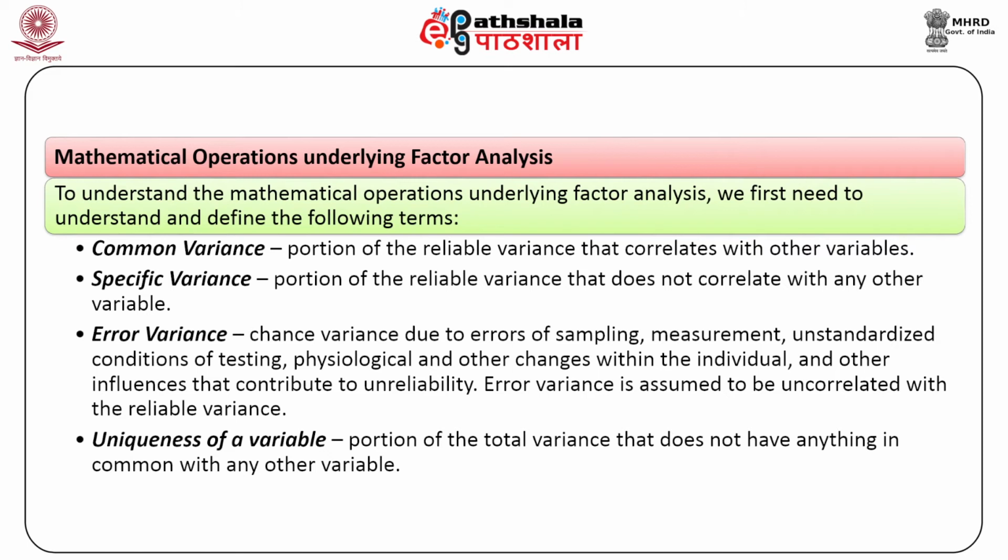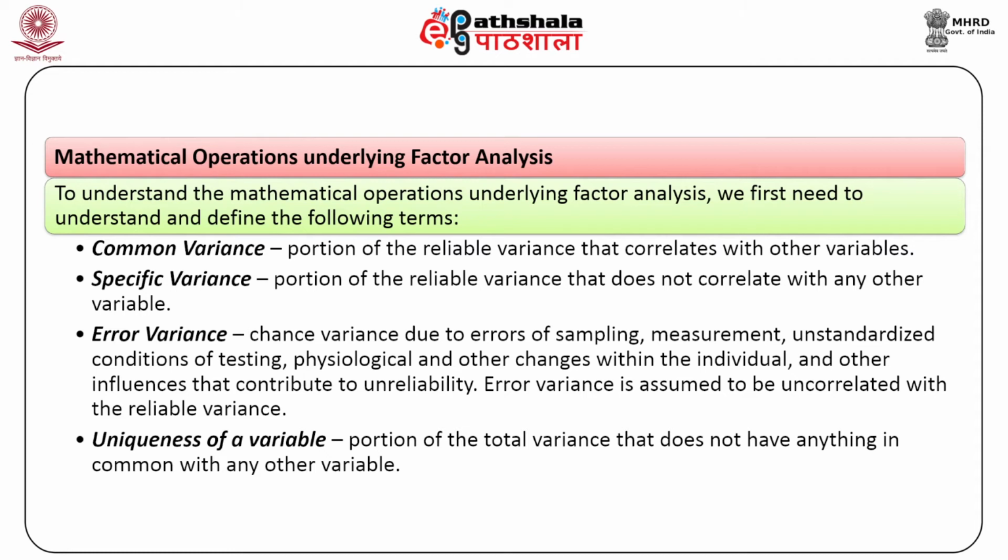Mathematical operations underlying factor analysis. To understand the mathematical operations underlying factor analysis, we first need to understand and define the following terms. Common variance is a portion of the reliable variance that correlates with other variables. Specific variance is the portion of the reliable variance that does not correlate with any other variable.